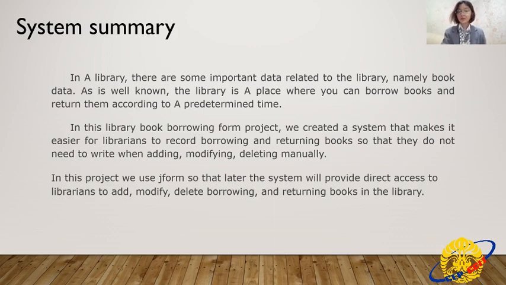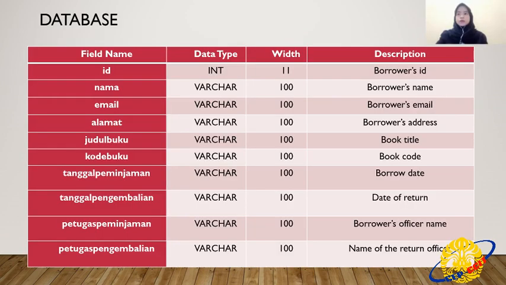In this project, we use the G form so that later the system will provide direct access to librarians to add, modify, delete, borrow, and return books in the library. The database. In this database, there are field name, data type, width, and description of the field that exists. For example, the field name ID has a data type int with a width of 11, which is described as the borrowed ID.